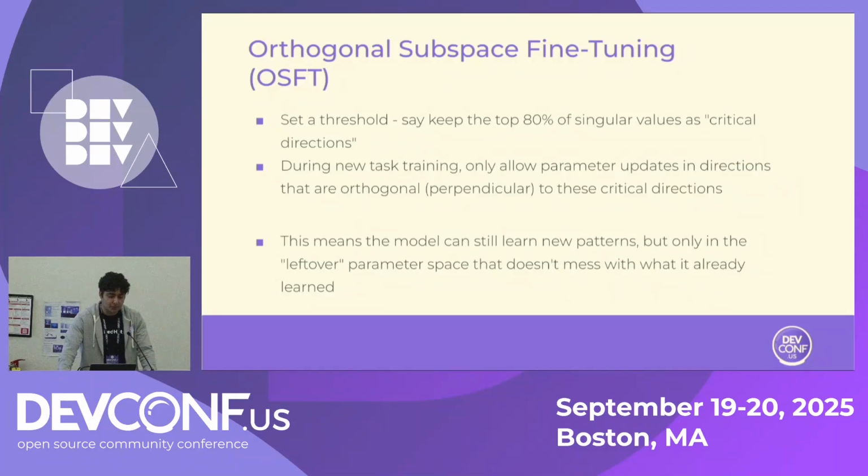So how this works in practice is you essentially set a threshold, say keep the top 80% of singular values as critical directions. Then, during new task training, we're only going to allow parameter updates in the directions that are orthogonal to those critical directions. So basically, the remaining lower-rank subspace that we left unfrozen in the model. So this means for us that the model is still going to be able to learn the new task that you're interested in, but only in that leftover parameter space that we know won't mess with the critical information that it's already learned.